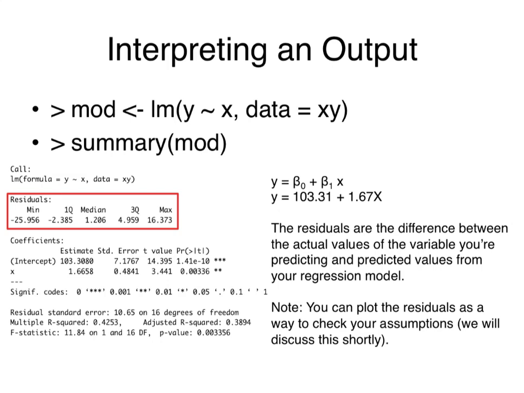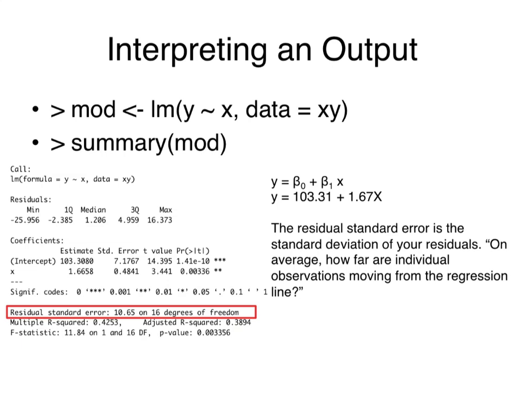As we talked about, the residuals or error are the difference between the actual values of a variable you're predicting and the predicted values from your regression model. So you can plot the residuals as a way to check the assumptions, which we'll discuss shortly. The residual standard error is the standard deviation of your residuals. It tells us how far individual observations move from the regression line on average, or how much observed values vary from the predicted values on average. It's basically the standard deviation of the error terms. So it can be helpful to think of this as the average error.